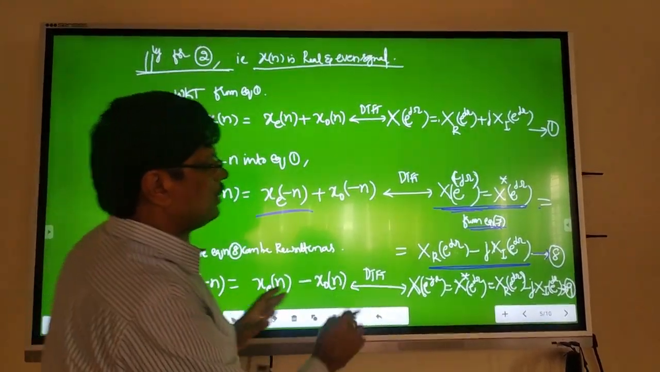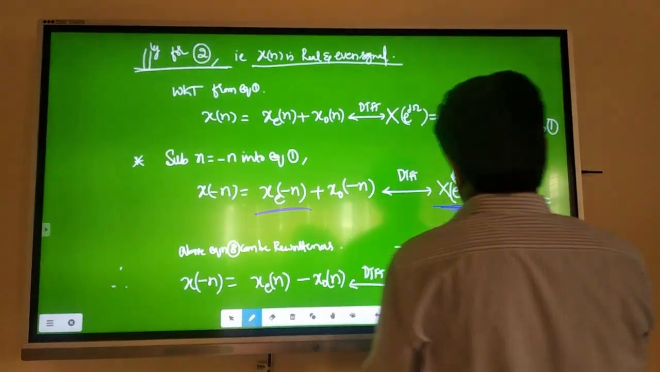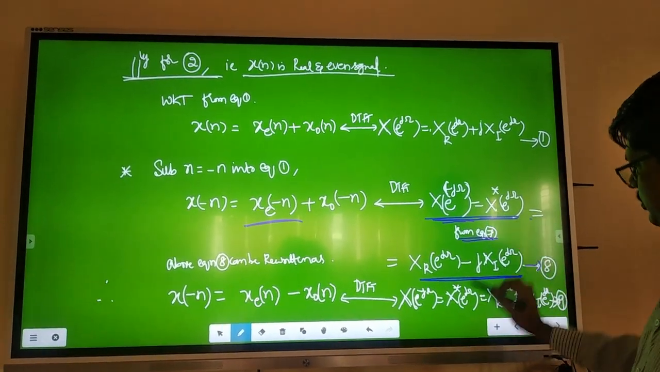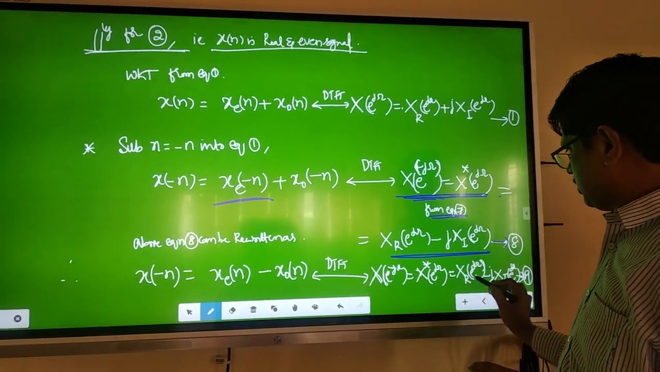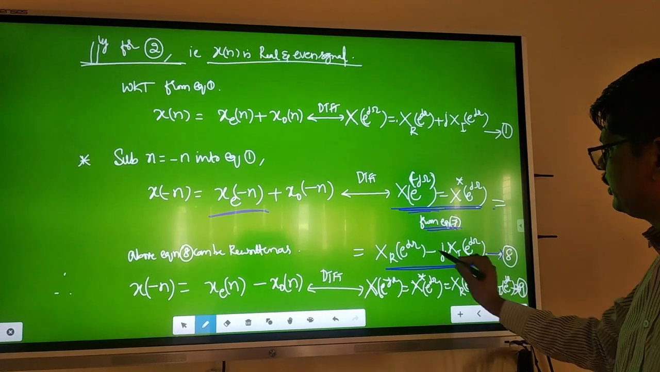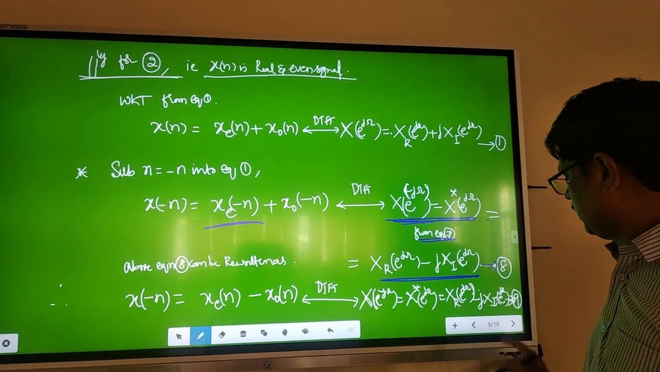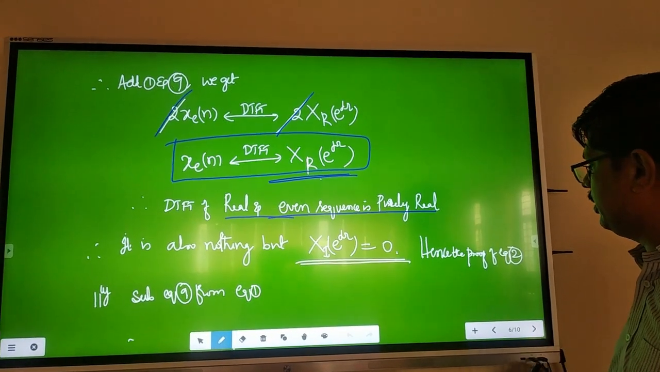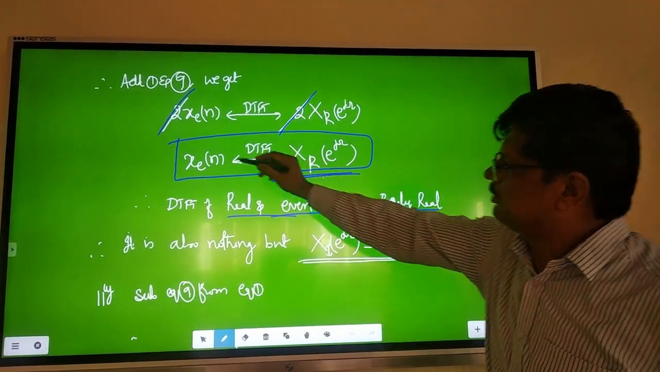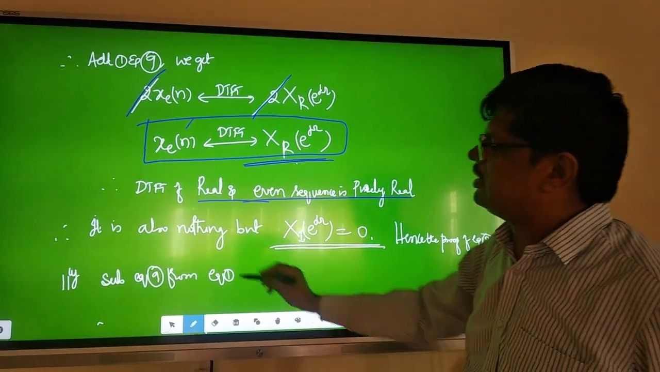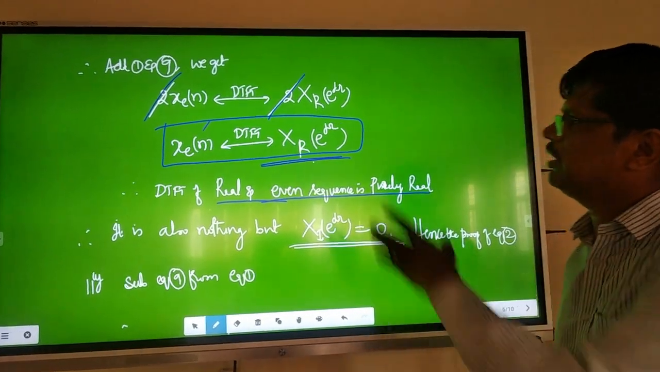Left hand side over for this. DTFT right hand side same. X of e power minus j omega, which is equal to x star of e power j omega from 7, which is equal to real part x star of e power j omega minus j x_i of e power j omega. Call this equation number 9. Then add 1 and 9, you will get the even term. Subtract 9 from 1, you will get the odd term.